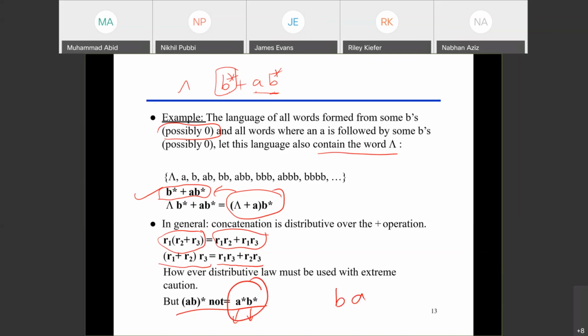We will never see BA because it does not have a plus sign in between. So that's why it follows the order. Whenever you have A or B, it will always be A in the leading position, B in the following position. So you will never see this word there in this A star, B star.